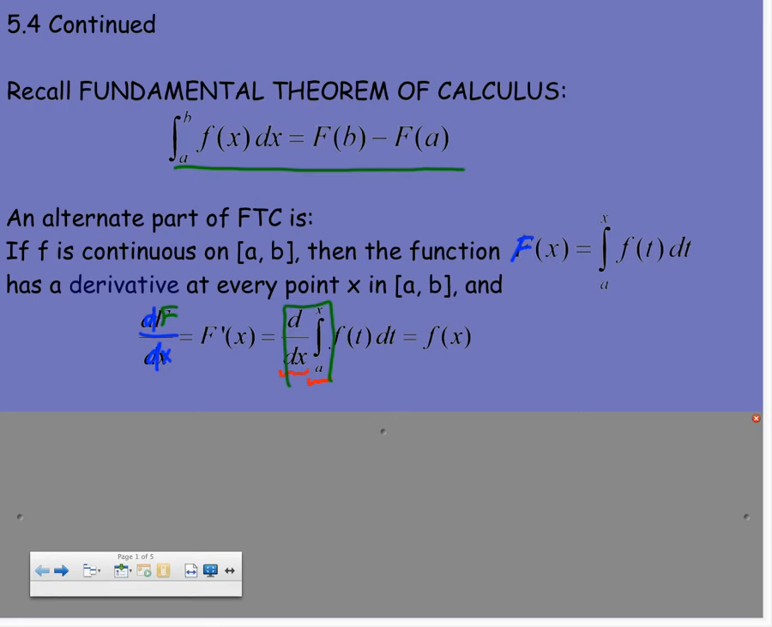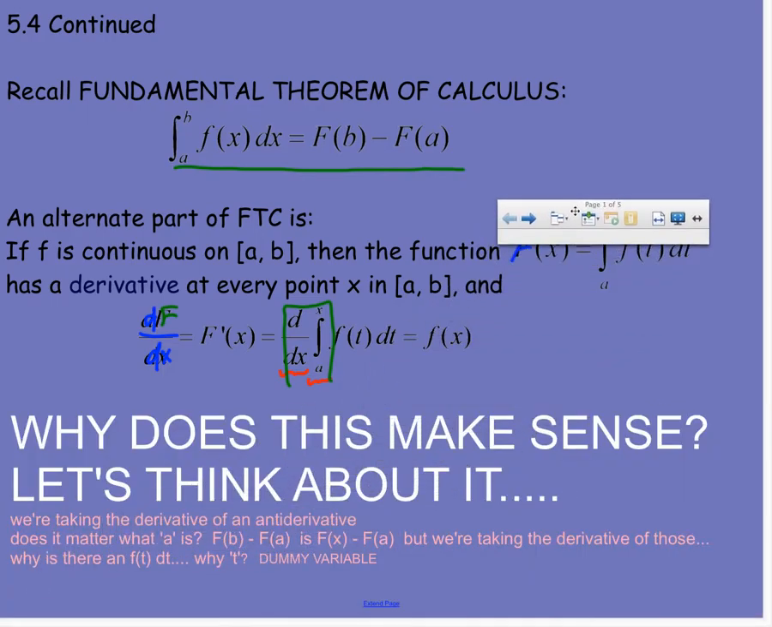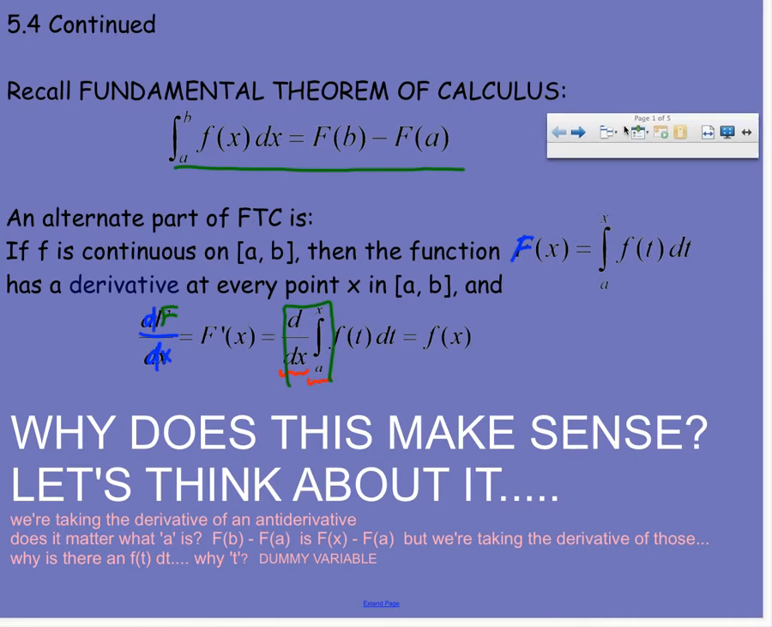Now you notice how I've got some different letters in here. We're going to talk about that. So why does this alternate part of the fundamental theorem of calculus make sense? It says we're taking the derivative of an antiderivative. I've stressed that already, so it makes sense those cancel out. Now, did you guys notice that there's a little a here and an x here? So a is a constant and x is just your variable. Does it matter what a is? Could a be 0 or 5 or 10 or -3? What happened to the a in the f of x? Where did it go?